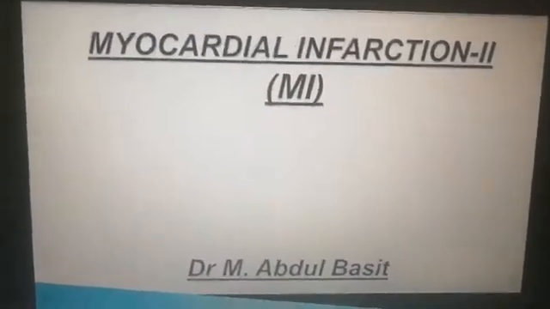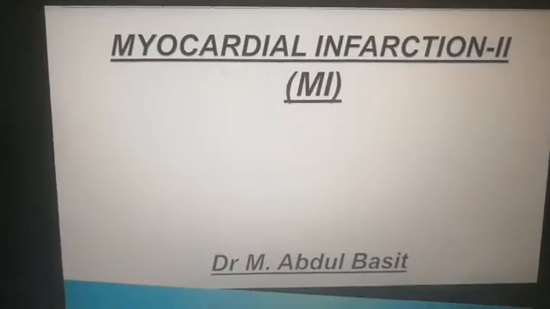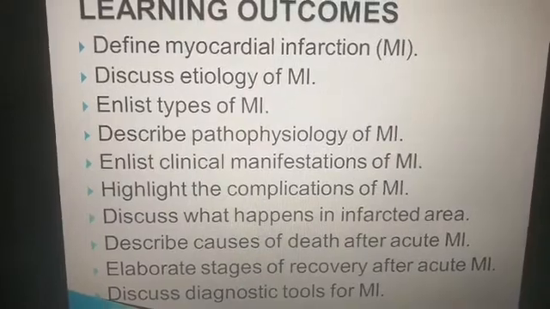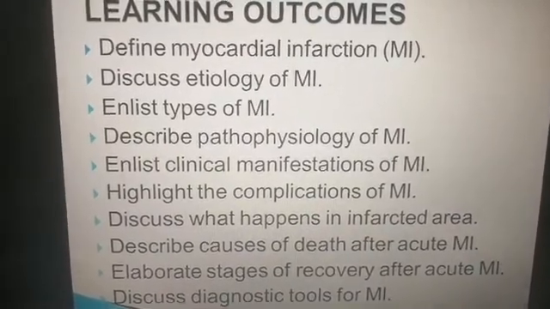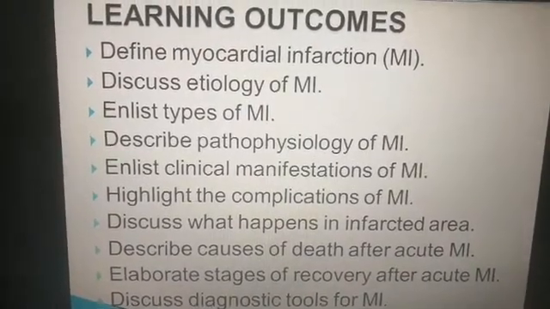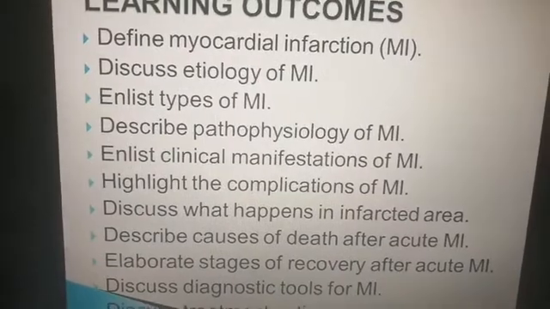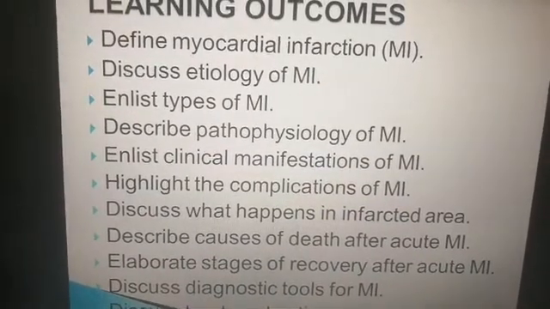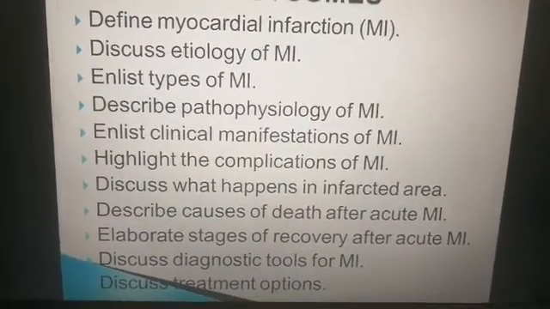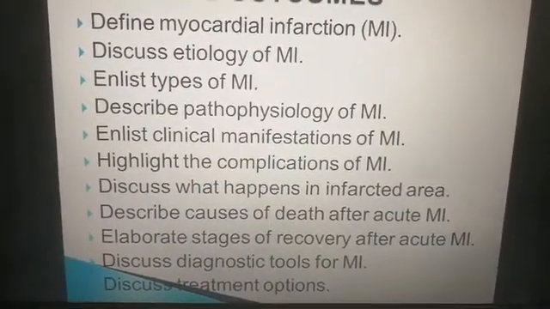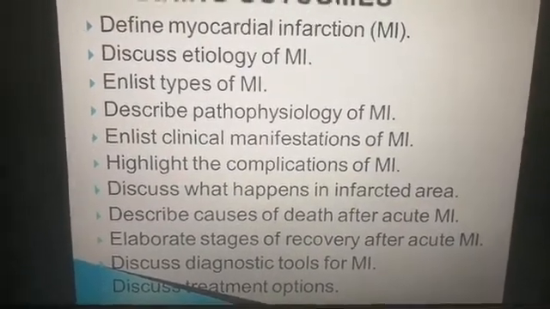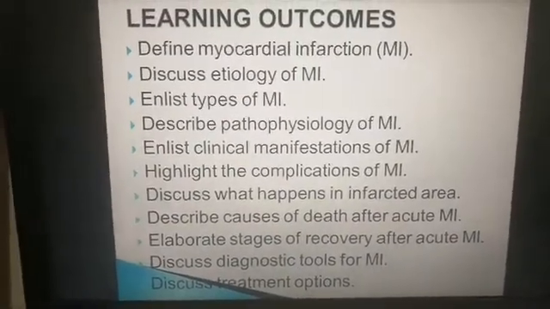This is the second part of myocardial infarction, and these are our learning outcomes. We have discussed the definition of myocardial infarction, etiology, its types, its pathophysiology, clinical manifestations, and complications. Now we will discuss what happens in the infarcted area, describe causes of death after acute MI, elaborate stages of recovery after acute MI, discuss diagnostic tools for MI, and discuss treatment options. So these are our learning outcomes.